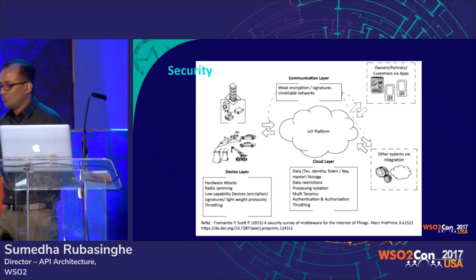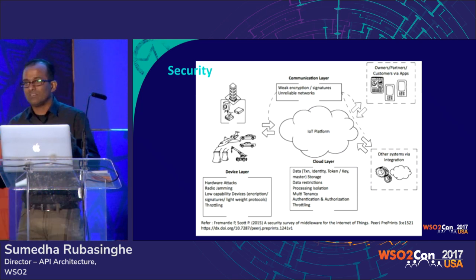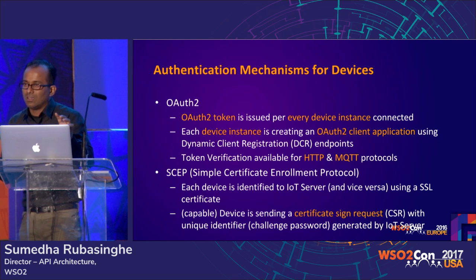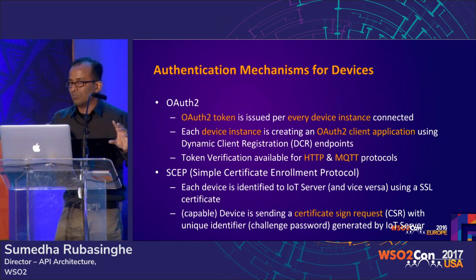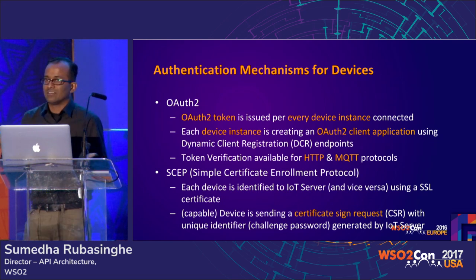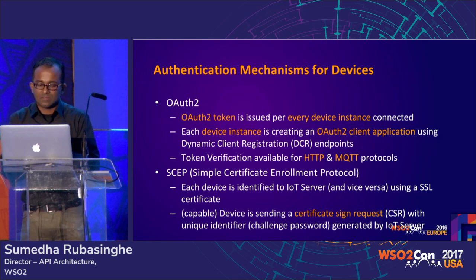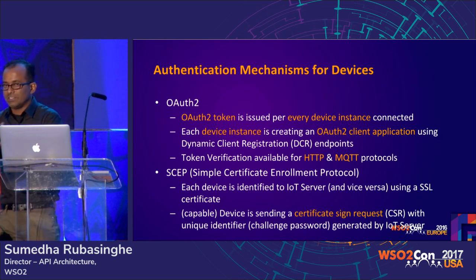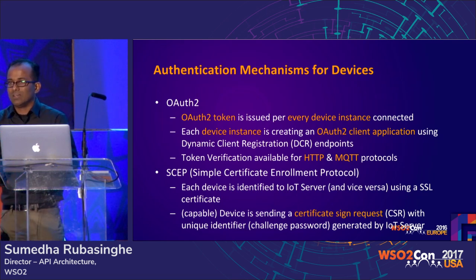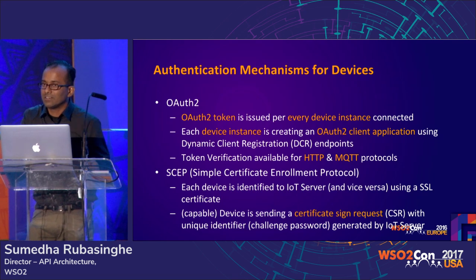And there can't be a case where you burn a token or a certificate into the device, which can be compromised. So there has to be some dynamic infrastructure where things can be generated, pulled out, etc. At this point, we support OAuth, so that devices can be issued OAuth tokens, and they can refresh. You can set the validity period, etc., like in a typical API management infrastructure. And this is available for HTTP endpoints as well as MQTT endpoints, so that the topics are also protected. And we also support SCEP, so that you can get certificates generated dynamically.